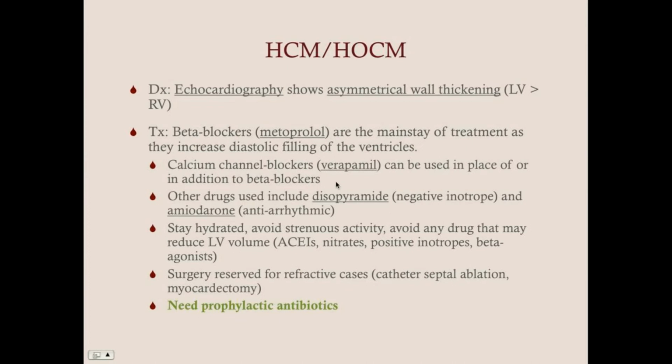Calcium channel blockers can also be used instead of beta blockers, but it's not our drug of choice. You can also use disopyramide and amiodarone, but that's probably not going to show up on the USMLE. That's more of a second-line treatment. So beta blockers for hypertrophic cardiomyopathy and hypertrophic obstructive cardiomyopathy. I'm getting my letters mixed up here. Any hypertrophic myopathy, you're going to use beta blockers. Particularly for the HOCM folks, they're going to want to stay hydrated, avoid strenuous activity, avoid any drug that may reduce LV volume, and all of this is designed to keep that LV volume up so we reduce obstruction.